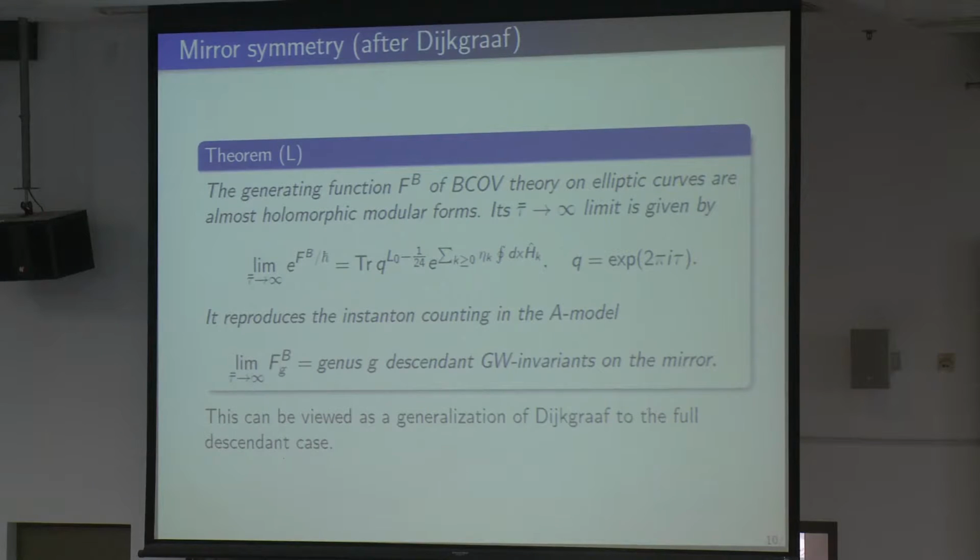And then there's a nice way of taking the tau bar goes to infinity limit. And if you compute this limit, you find the generating function becomes something like this. And actually, this is very similar to some calculations Dijkgraaf did many, many years ago. So you compute this one, and you can show this is exactly the same thing as computing higher genus Gromov-Witten invariants on the mirror.